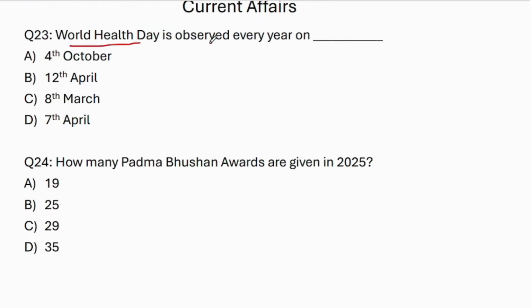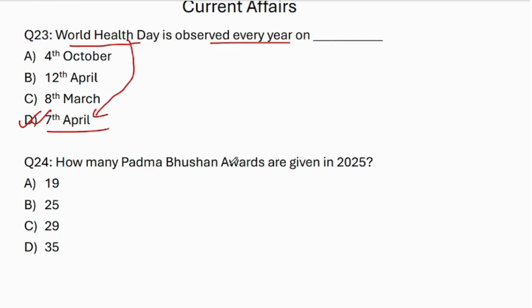World Health Day is observed every year on 7th April. You need to remember these days, just correlate it with some stories, some dates, some birthdays, your birthday or your friend's birthday, but just correlate it. World Health Day, it's 7th April.